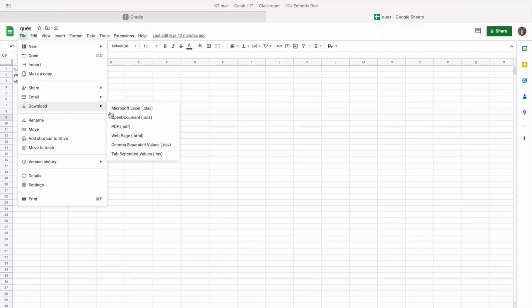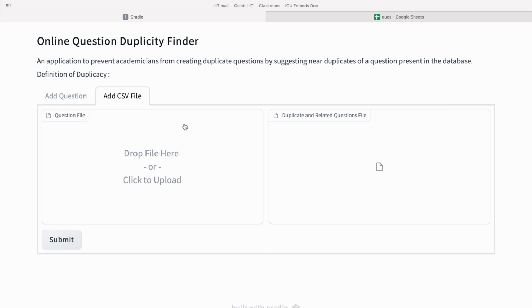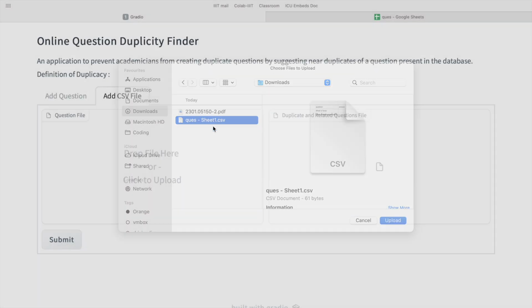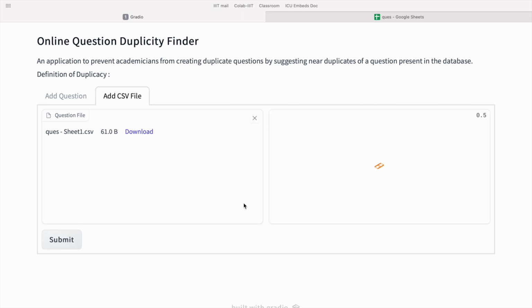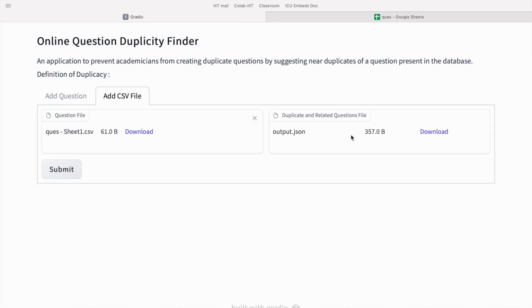So let's say I have two questions here. I download this as a CSV. Once I have downloaded it, I have to upload it. So we can download it from here, and we can submit the question. So I had submitted two questions: what is force and what vitamin is fat soluble, let's say. So this has given us an output. We can download the output and quickly see the output here.